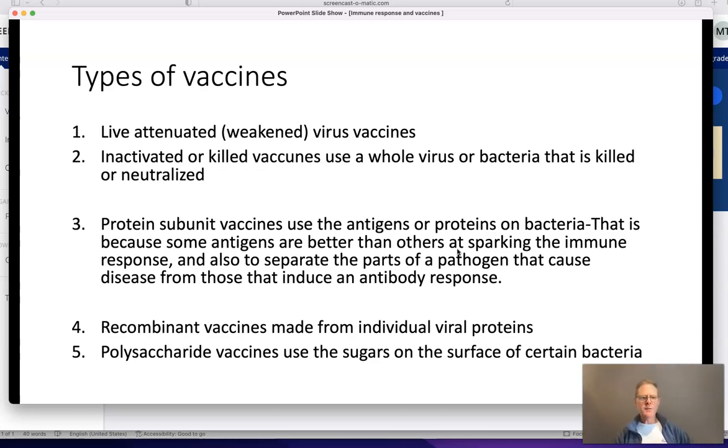Anyway, the fourth type is recombinant vaccines made from individual viral proteins. And fifth is polysaccharide vaccines that use the sugars on the surface of certain bacteria. The sixth type, which was just developed in the last couple of years, I don't have here actually, I should add that, is the messenger RNA vaccines, and that's what one of the COVID vaccines is. And of course, any of these other types are good because you don't use the actual pathogen, you're using parts of it, right? So there is no chance of becoming ill from that vaccine because it doesn't contain the pathogen as a whole, right? Okay.